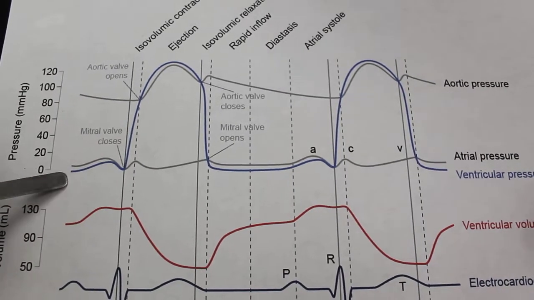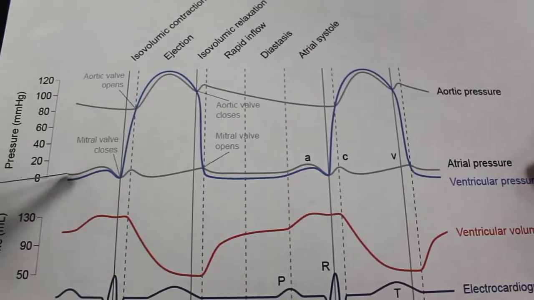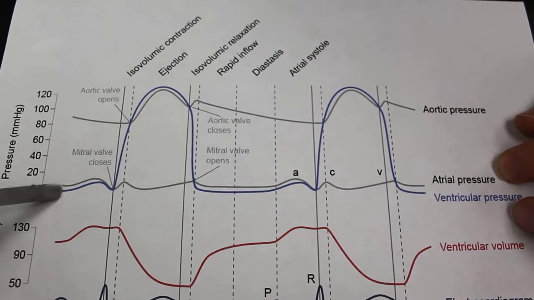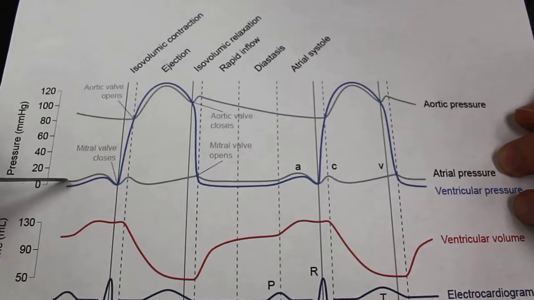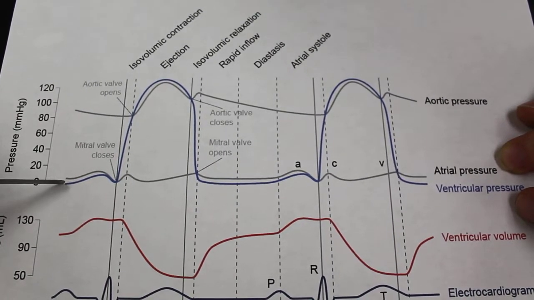During diastole, the ventricle is relaxed, and the ventricle is currently being filled from the atrium, from the left atrium. The left ventricle is being filled from the left atrium, and we have this gray line right here, which is the atrial pressure. Now, the ventricular pressure is lower than the atrial pressure, and what happens when we have higher pressure in an atrium than we have in a ventricle?